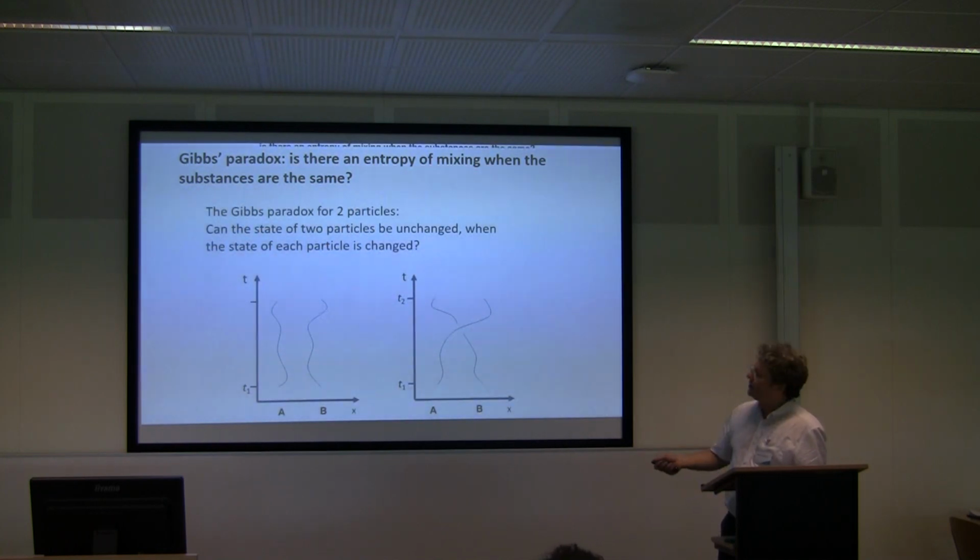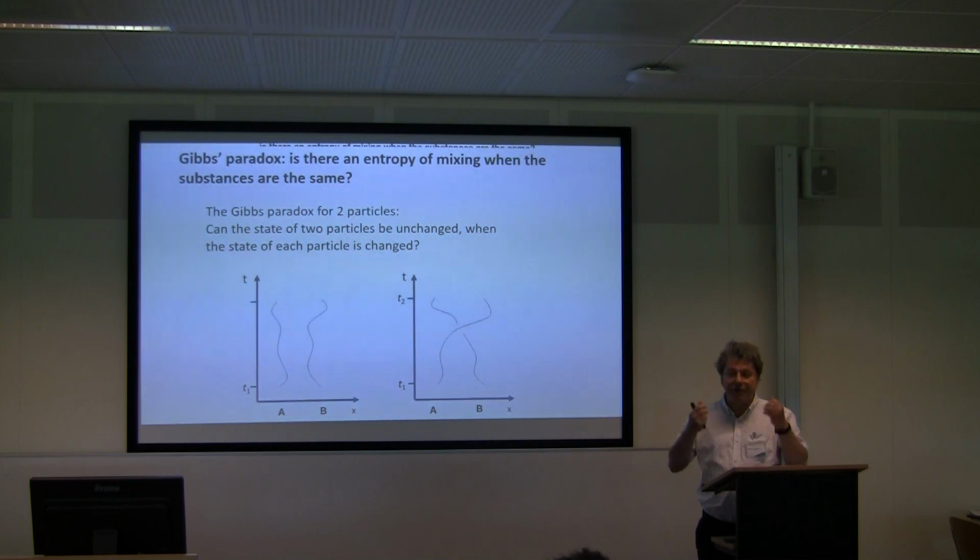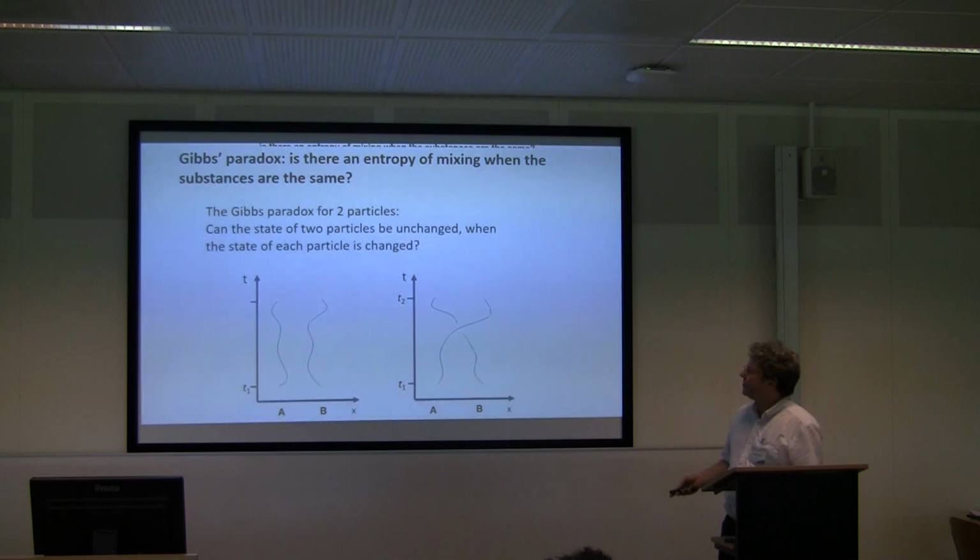So, just to simplify, and this is what it comes down to, the Gibbs paradox of two particles. Can the state of two particles be unchanged? So is this state, could it be the same as this state, even though each particle is changed? So simple question. We've got two different things. Each of them changes. Does the pair of things change? Do you think it's a tautology? Yes, if each of two things has changed, the two things must have changed. Might seem like a tautology, but I think it is.